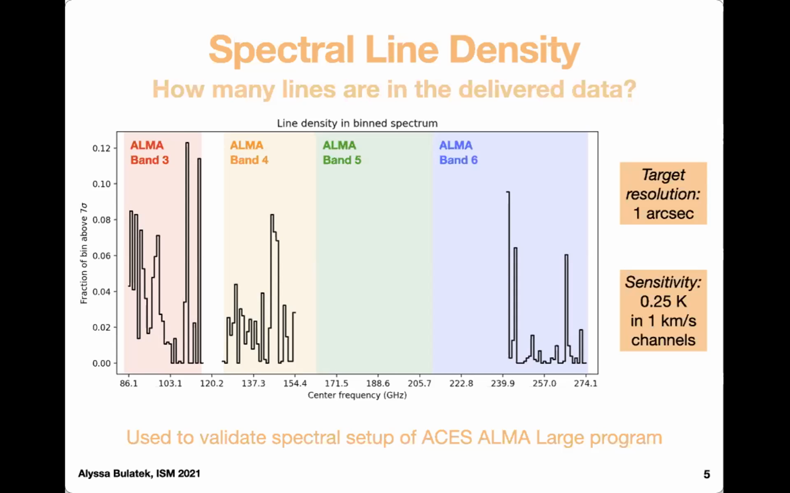The target resolution for the survey is 1 arcsecond, which is easily achievable across most of our bandwidth. And the sensitivity that we're going for is 0.25 Kelvin in 1 kilometer per second channels. And we've actually been able to use this sort of summary plot to validate the spectral setup of the ACES ALMA large program, which is a band 3 survey of the entire CMZ.